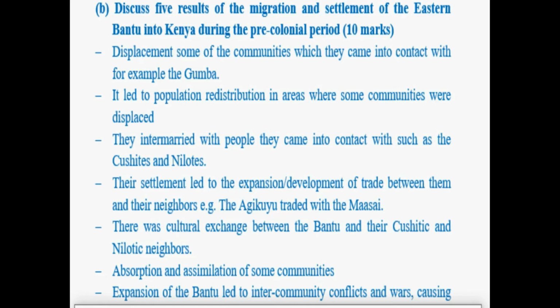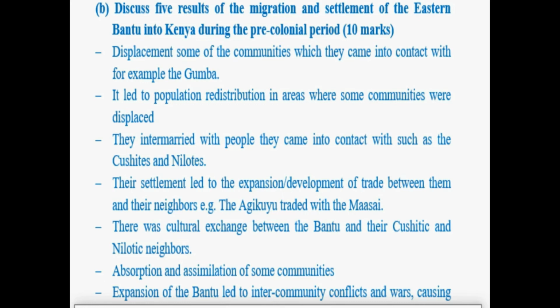And number 2, it led to population redistribution in the areas where some communities were displaced. Then we have next, they intermarried with people they came into contact with, such as the Kushites and Nilotes. So these people intermarried. Any community that moved found some other communities, and as a result of that, they intermarried.